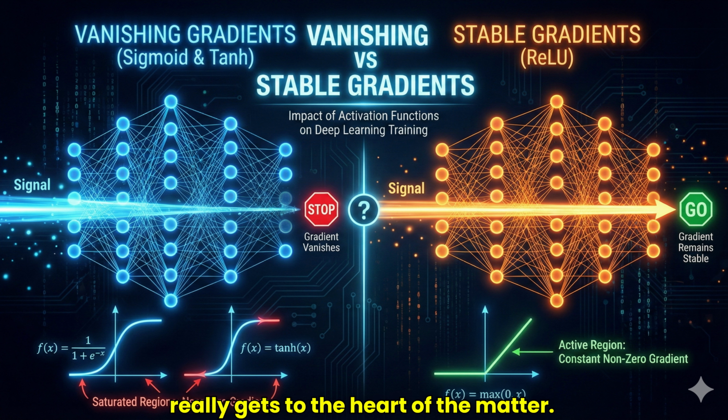This really gets to the heart of the matter. With Sigmoid and Tanh, the deeper your network gets, the more that learning signal can fade away until it's just a whisper. But look at ReLU. As long as the input is positive, the gradient is a solid one. The signal just flows right through, which is exactly what you need to train those super deep networks effectively.